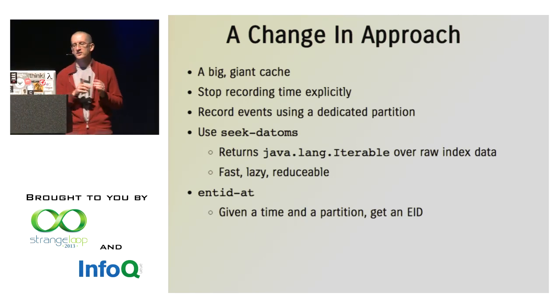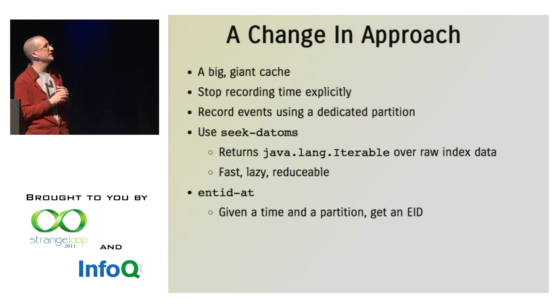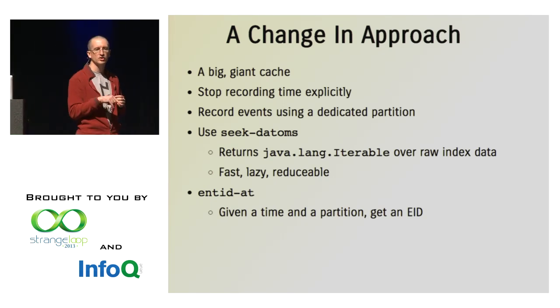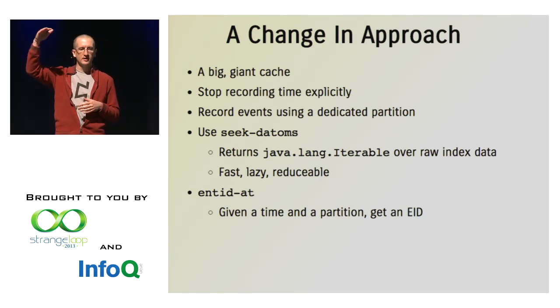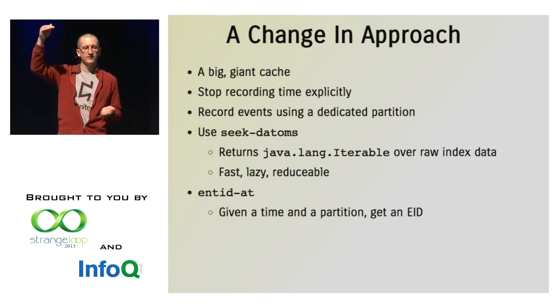Okay? The only other piece we needed to do that was another API called entid-at. You give it a time and a partition, and it gives you an entity ID. And why would you want that? Because you need to know where you're going to start in the index. We're using the EAVT index.